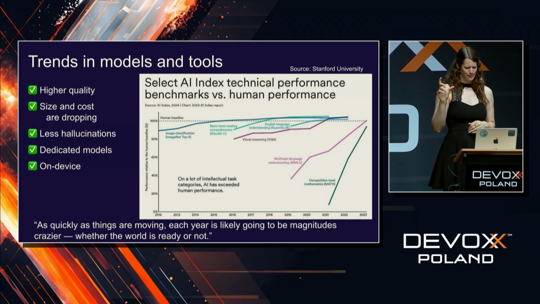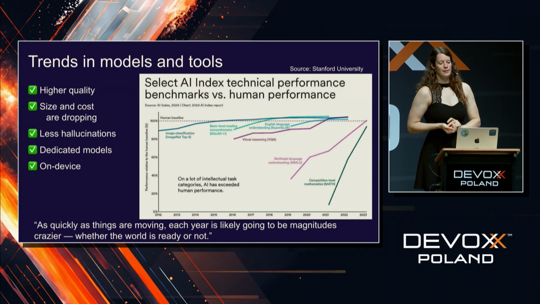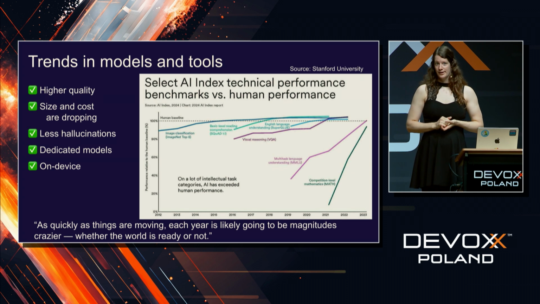So it's from Stanford University. They have this little quote: as quickly as things are moving, each year is likely going to be magnitudes crazier, whether the world is ready or not. And we see it already happen today.